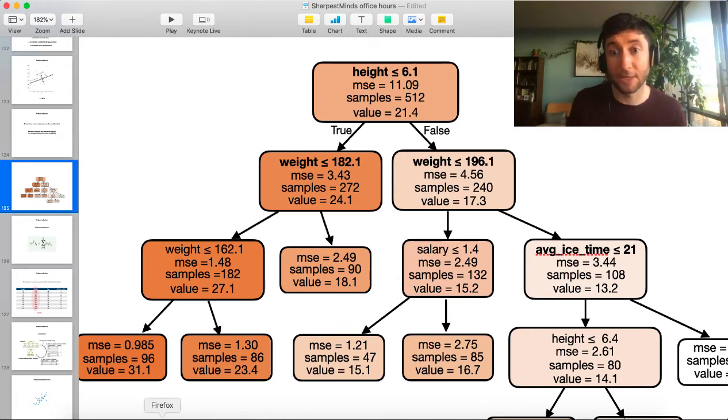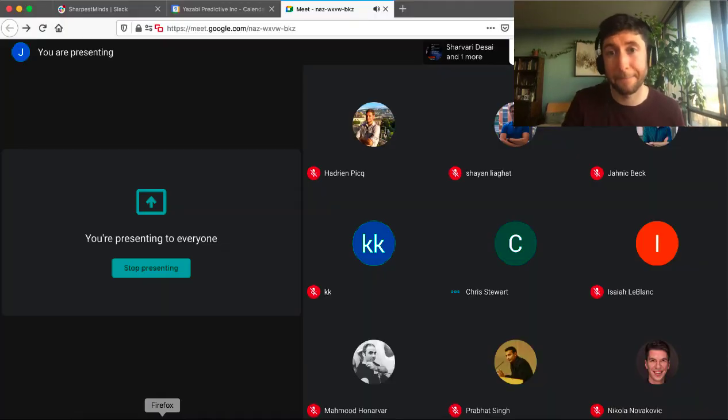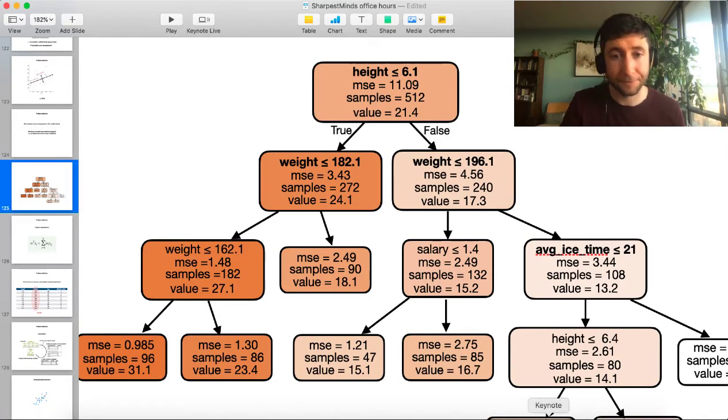But the bottom line is the brute force approach just works because our computers have so much horsepower. Nice. Thanks. Cool. Yeah, no problem.